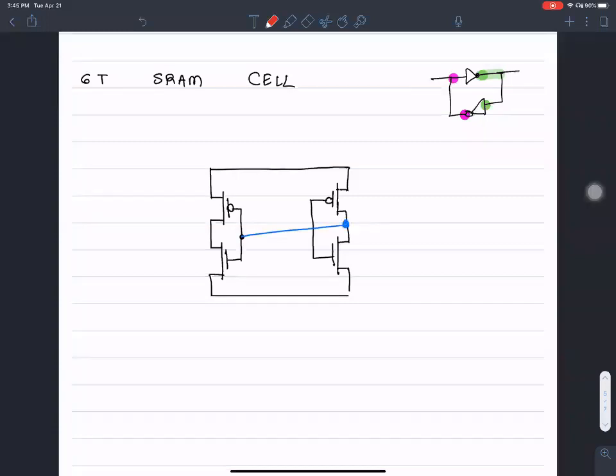There's a question in the chat. Can you read it out? Kyle asks, why is SRAM faster than DRAM if it has more transistors?